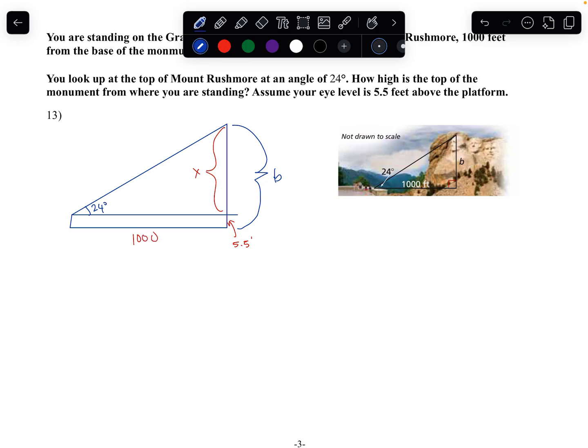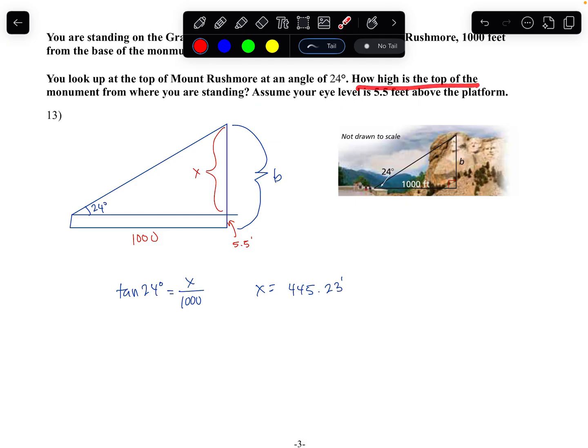So if I use tangent of 24 degrees, that's going to be equal to X over 1,000. So X is going to be equal to 1,000 tangent of 24 degrees. So I get that X is equal to 445.23 feet.